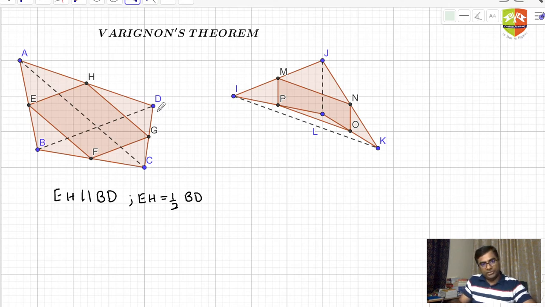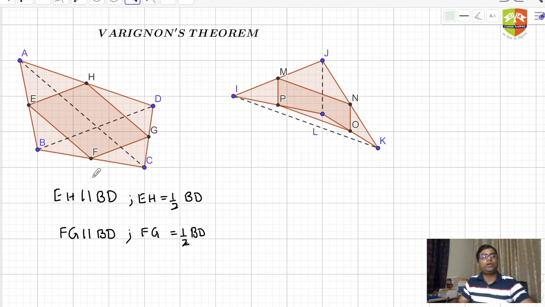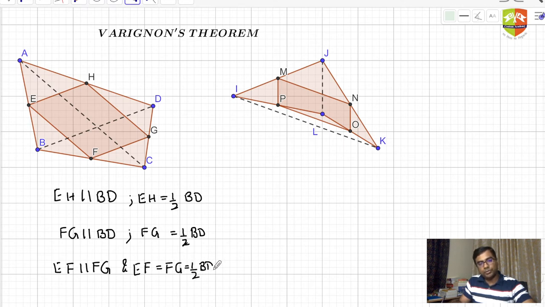Also we know that EH is equal to half of BD, because in this case BD is the base. Now if you look at this triangle, which one? BCD. Then what can I say about this? FG is parallel to BD again, and also FG is equal to half BD. Isn't it? Now we are getting a quadrilateral EFGH where the opposite sides are equal. EH and FG are both parallel to BD, and both are equal to half of BD. So clearly EFGH is a parallelogram.